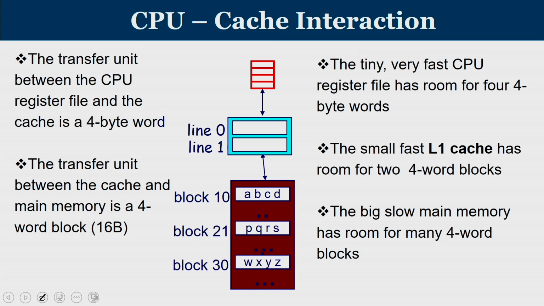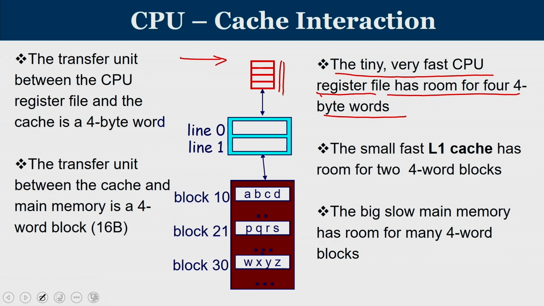Look at this slide. Here we have a different interaction schematic of processor, cache, and main memory. What is given here is your processor. The processor has tiny, very fast CPU registers with room for only very few words. In this context, I am taking 4 byte words. So each of these registers can accommodate 4 bytes, and I have 4 such registers.